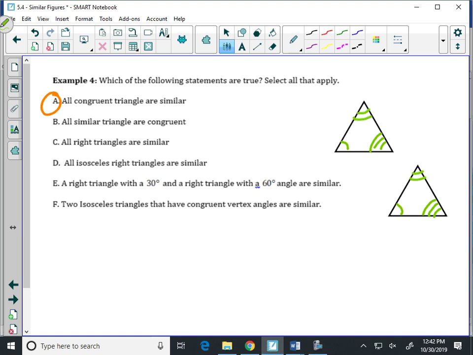Their scale factor is just 1. Because when you multiply something by 1, it doesn't change. So yes, all congruent triangles are similar. All similar triangles are congruent. Yeah. Right? Congruent means everything's the same.